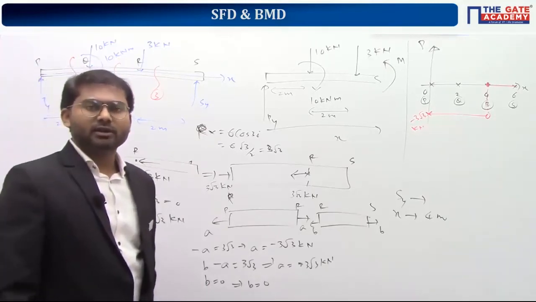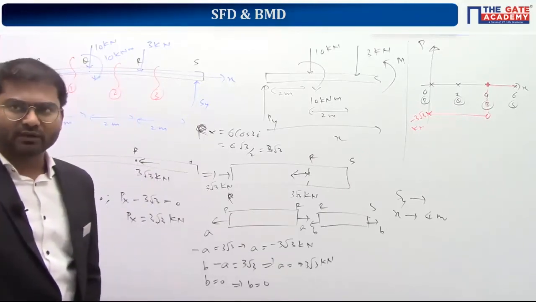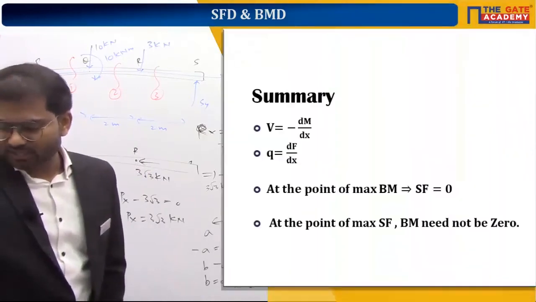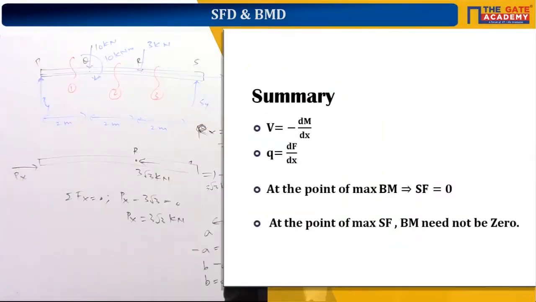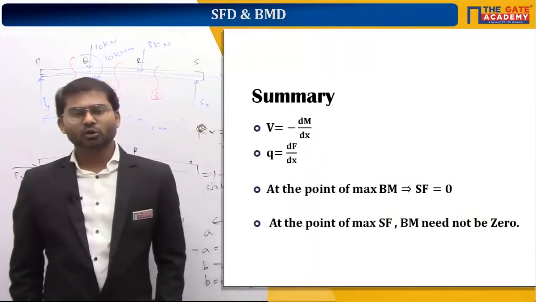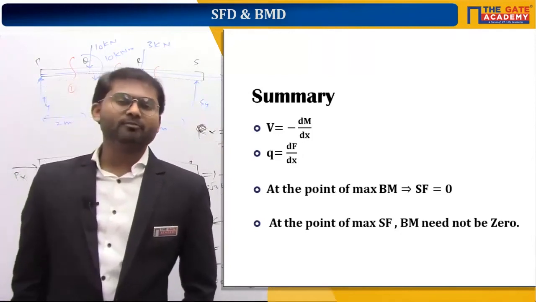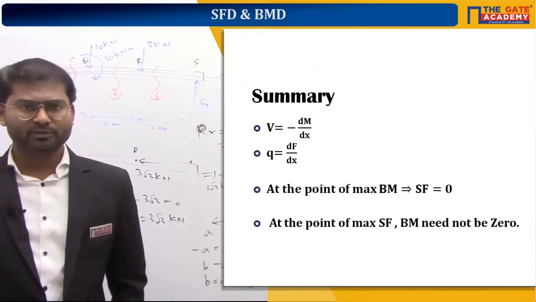So this completes our SFD BMD chapter. We will be going with the stresses in beams after this break. So you can see the summary. The slope of the bending moment diagram is equal to the shear force magnitude. The slope of the shear force diagram is equal to the load intensity. At the point of maximum bending moment, shear force is 0, and at the point of maximum shear force, bending moment need not be 0.